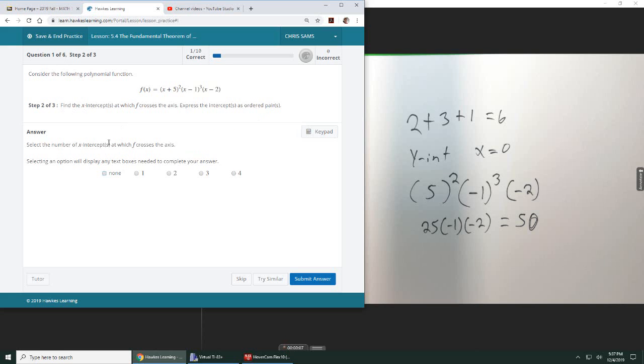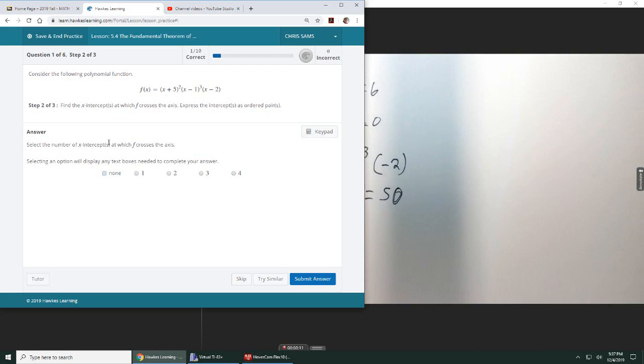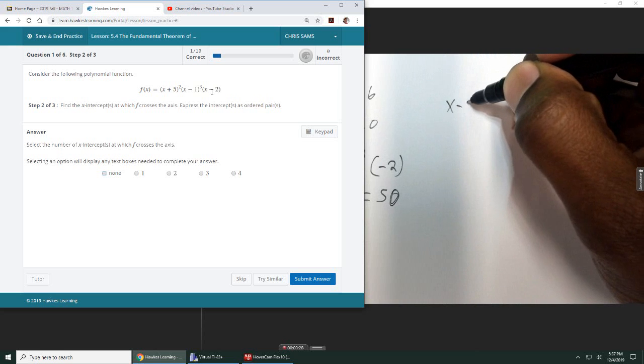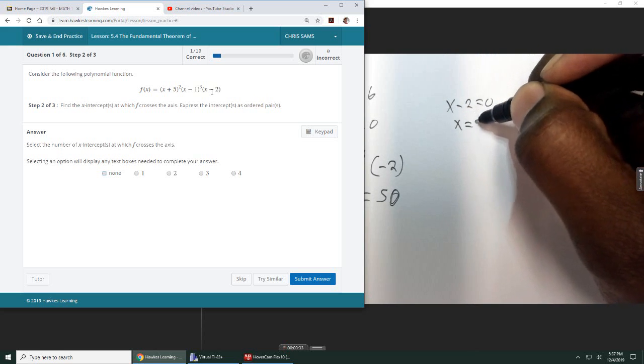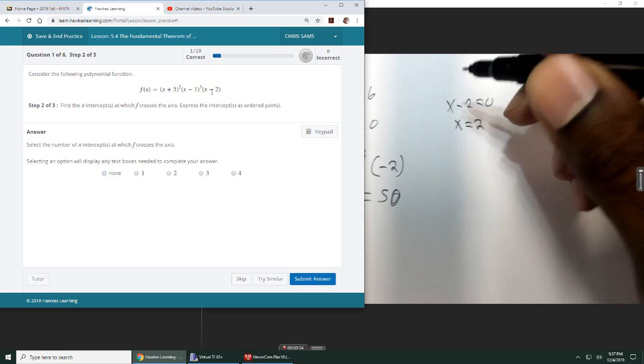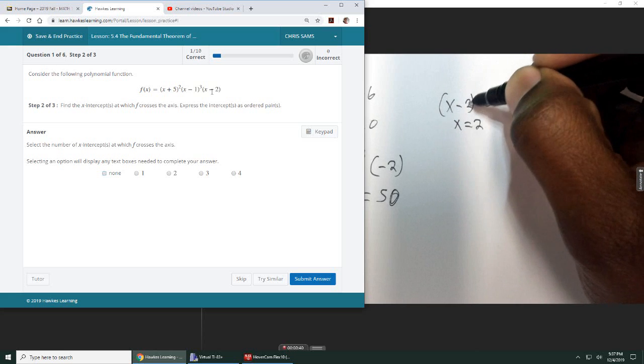So how many times will it cross? Okay, so you notice a few different things. These guys are already factored out. These are our zeros. Look at the degrees. If the degree is 1, that means it crosses. So x minus 2, if I set that equal to 0, I add 2, we get that x equals 2. So this graph will cross the x-axis at 2. If you have a degree of 1, it definitely crosses.